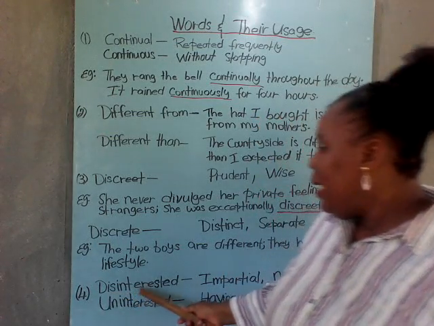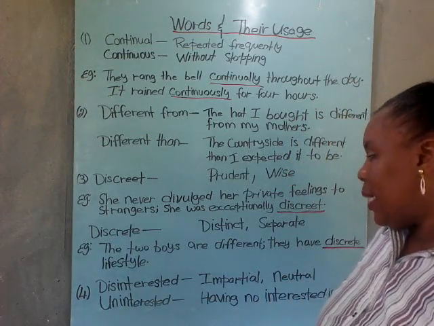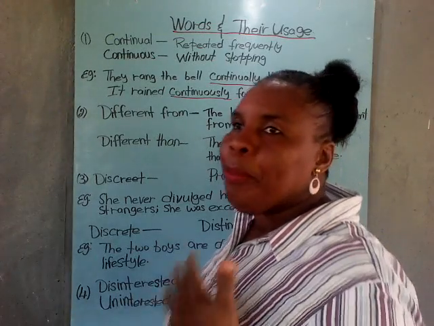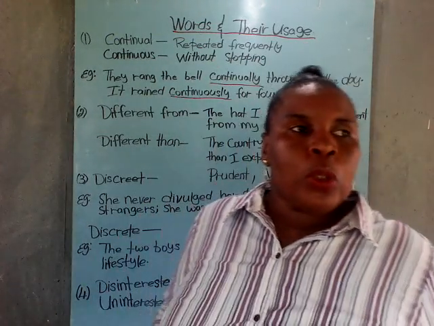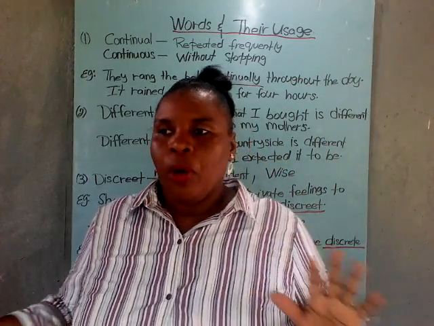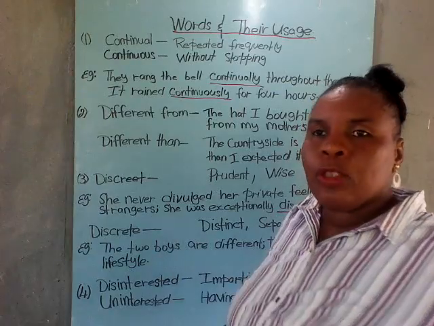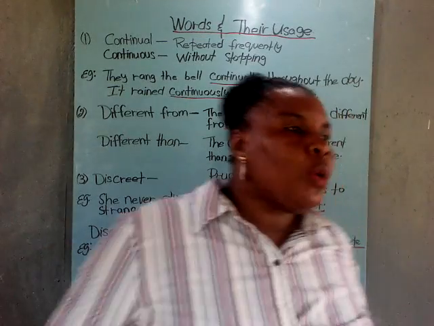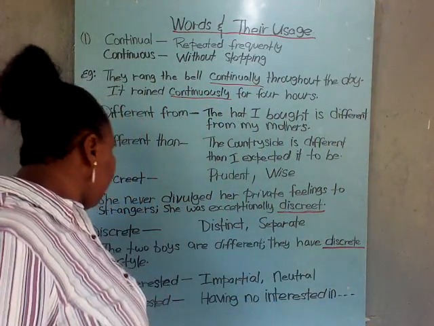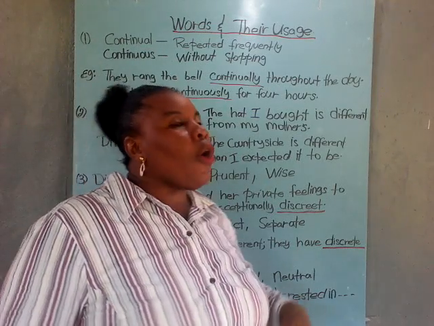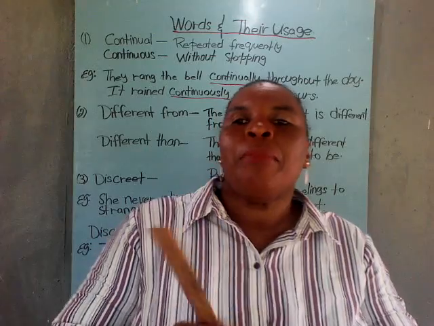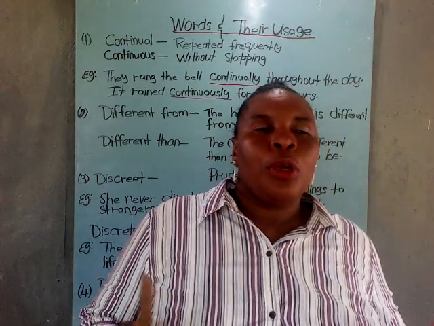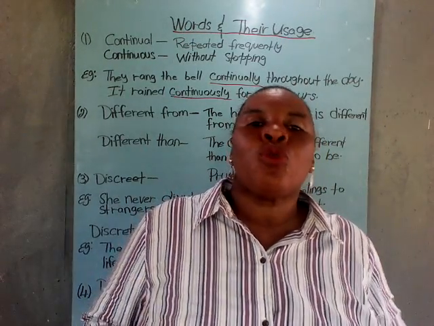Number 4, disinterested and uninterested. Disinterested means impartial or neutral. If you're disinterested, you're impartial or neutral. So that means you're not taking sides with anybody. You're not taking up for this one or that one, or taking up for your friend who is rich and ignoring your friend who is poor, even though she might be right about something. When you're neutral, you're in the middle, not left or right. You're more of a just person. A mediator, you would call a neutral person.